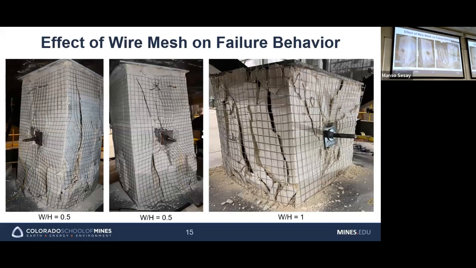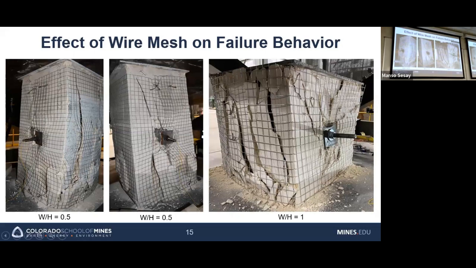And the wire mesh, we used the wire mesh also, as I mentioned, but if you see, it was able to capture or contain all the failed materials inside the specimen, so we will not see any material falling off the specimen. And it also increases the ductility part of the curve. However, the strength didn't increase when we put the wire mesh.